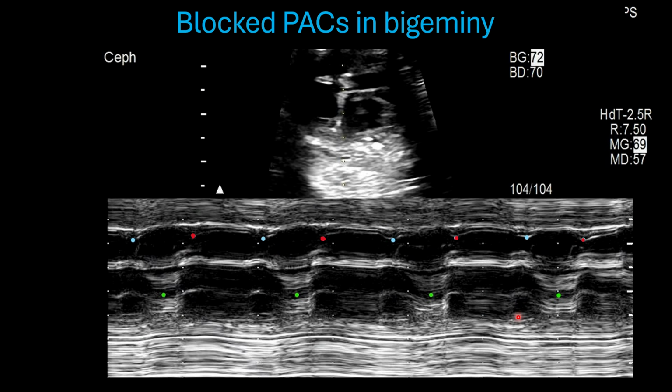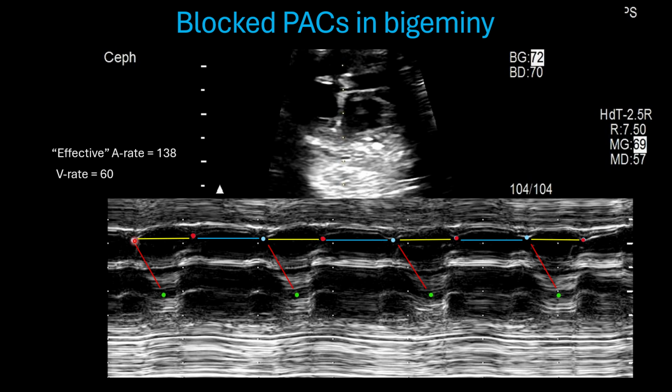Blocked premature atrial contractions in bigeminy is where you have a conducted sinus beat, and so you have an A to V interval, which is normal, and then a premature atrial contraction, which is not conducted. And so the sinus beat is conducted, the PAC is not conducted, and this goes on in a bigeminal pattern. And the way that you can tell this is PACs and not 2-to-1 AV block, which is really the next thing that we're going to look at, is the short to long A to A intervals.